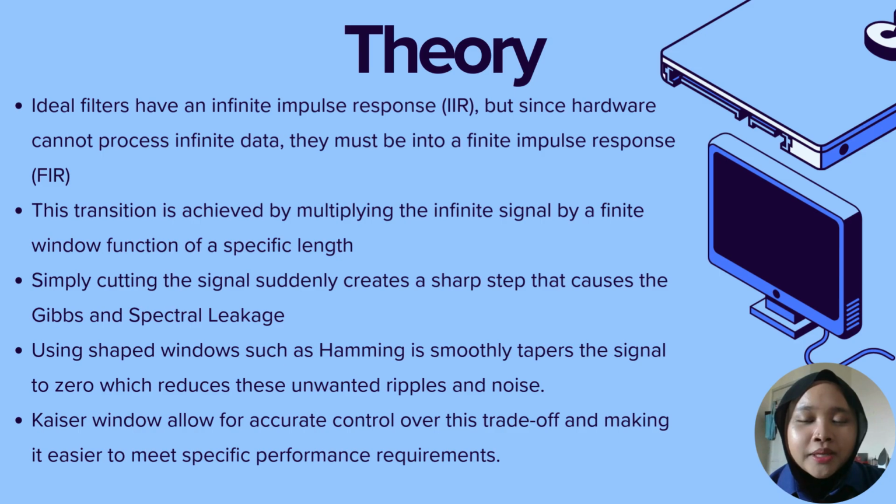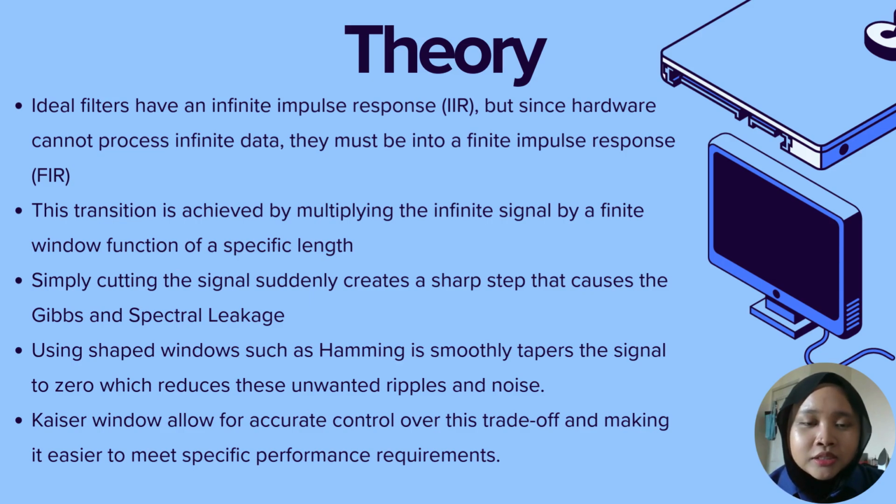So, we apply a method called windowing. Windowing allows us to cut that infinite response into a finite one that the hardware can actually handle. This process also helps us shape the frequency response to meet our needs. However, cutting a signal is not perfect. It can lead to two main issues: one, spectral leakage, and second, the Gibbs phenomenon.